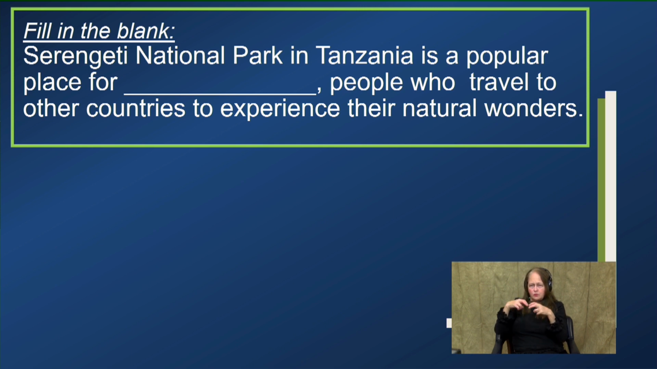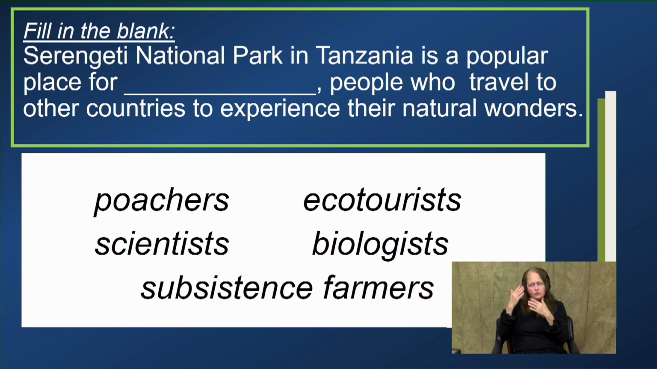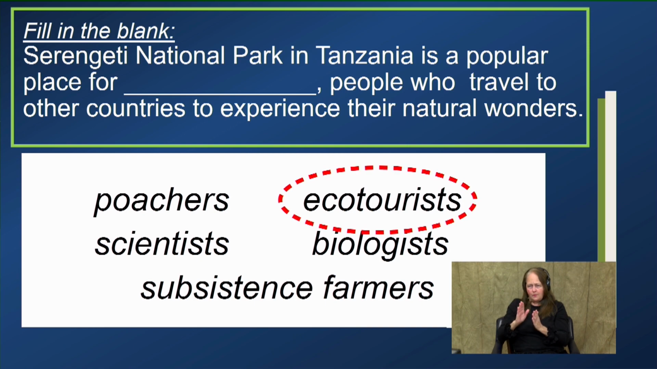Next, Serengeti National Park in Tanzania is a popular place for these people who travel to other countries to experience their natural wonders. And the best answer for that, is it poachers, ecotourists, biologists, or subsistence farmers? And the best answer is ecotourists.